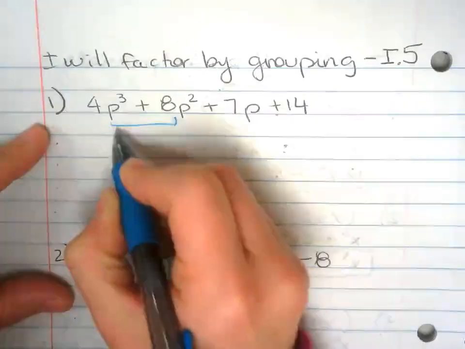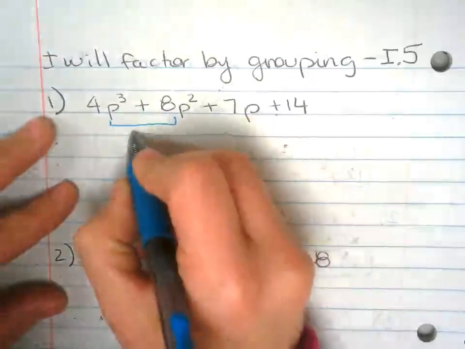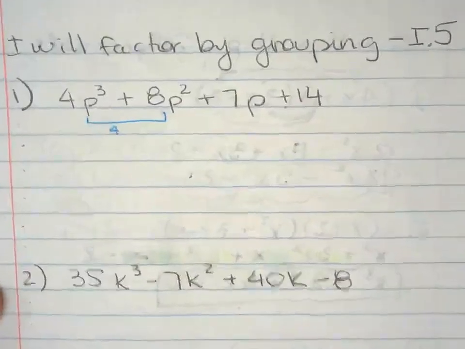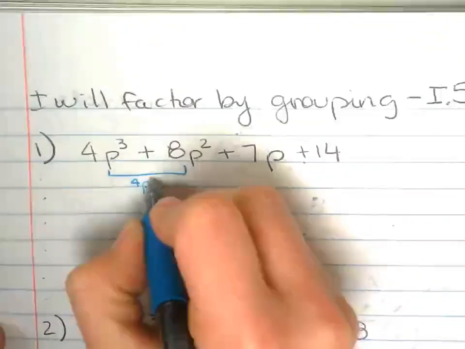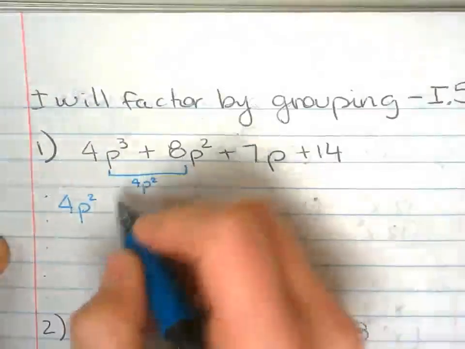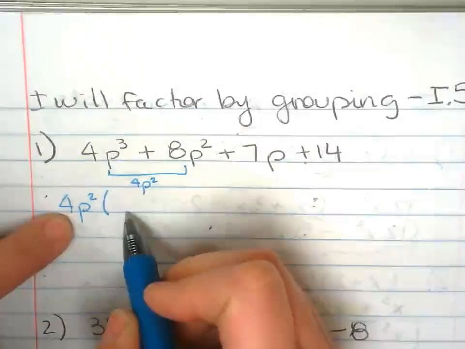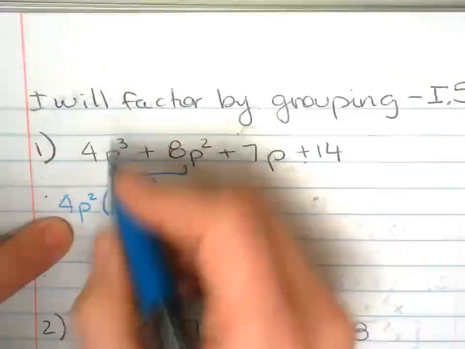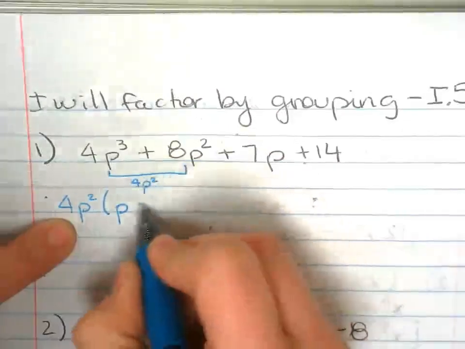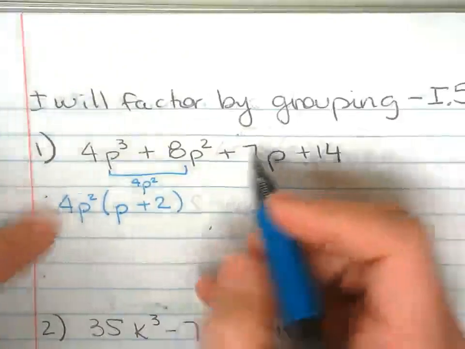So right here between 4p cubed and 8p squared, we can divide both by 4, and we can also divide by p squared. And that's what we're going to do. So 4p squared right there on the outside, and then whatever we divide, we put in parentheses. So 4p cubed divided by 4p squared is p. 8p squared divided by 4p squared is 2, because p squared divided by p squared is 1, and 8 divided by 4 is 2.